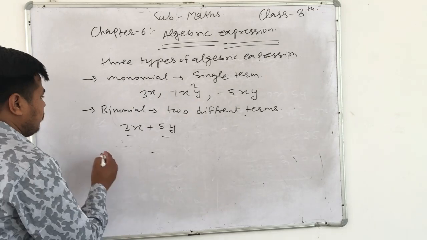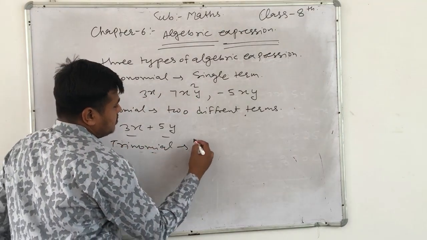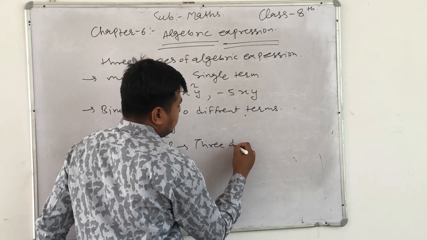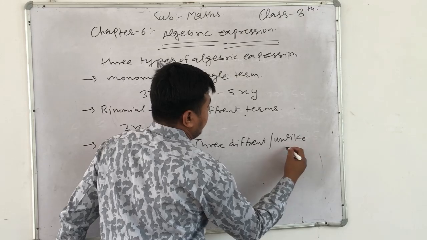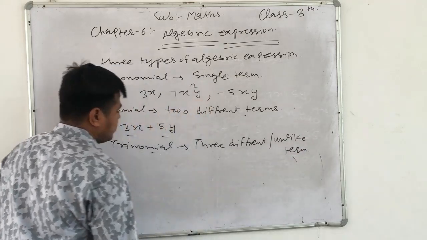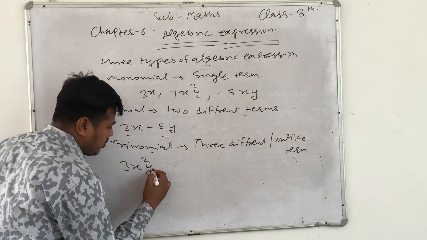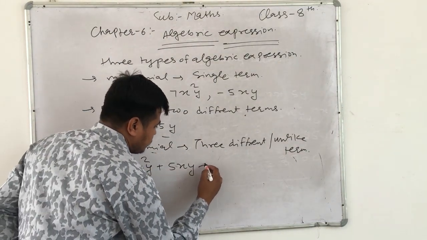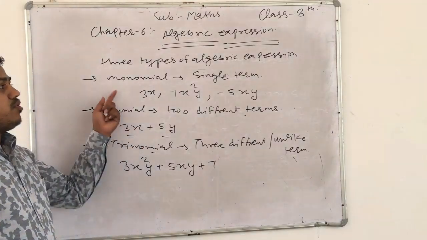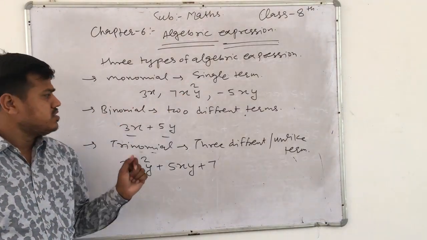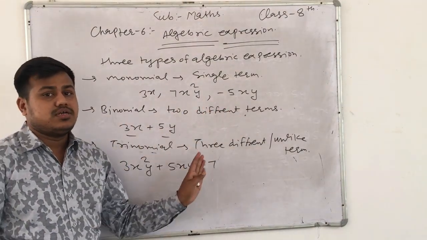So after that, trinomial. Trinomial means three different, otherwise we can say unlike terms present, is known as trinomial, like 3x square y plus 5xy plus 7. This is known as a trinomial. Monomial means a single term, binomial means two different terms, trinomial means three different terms.